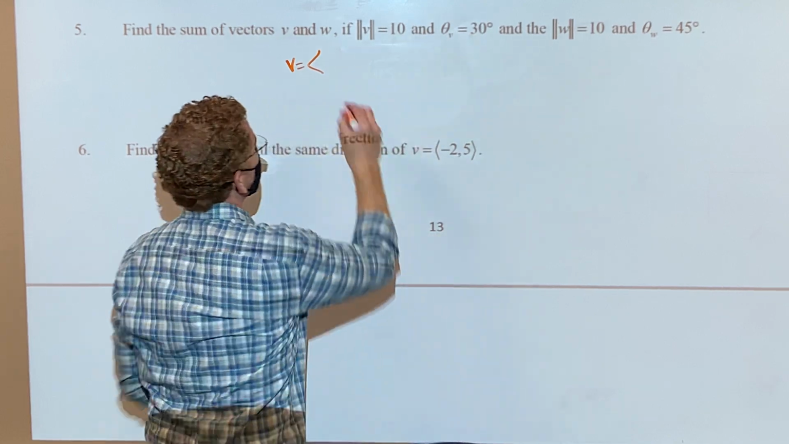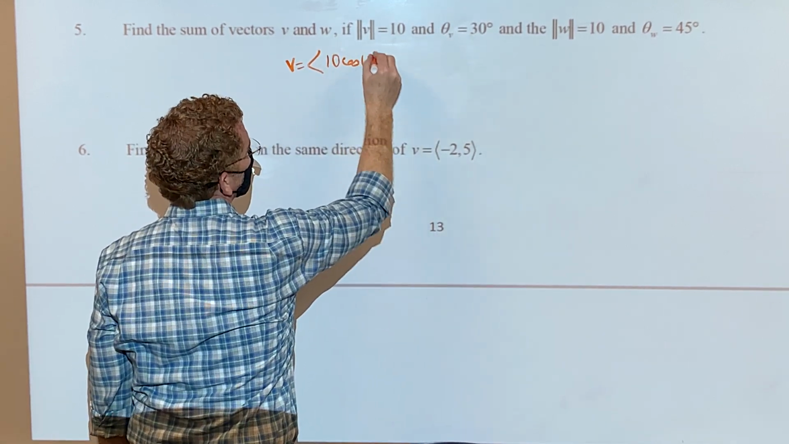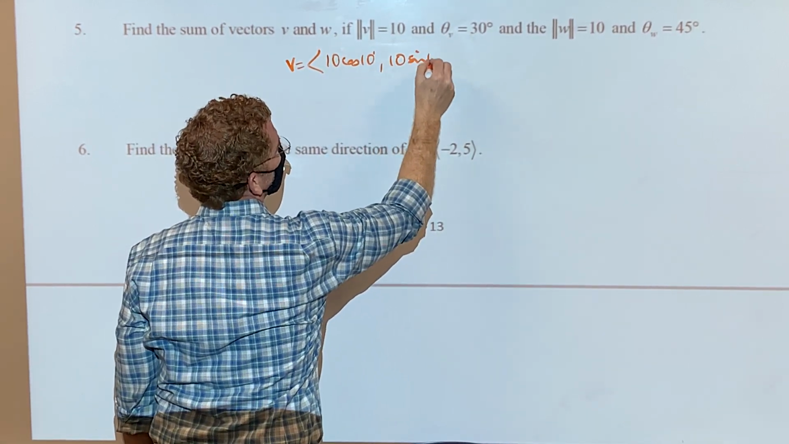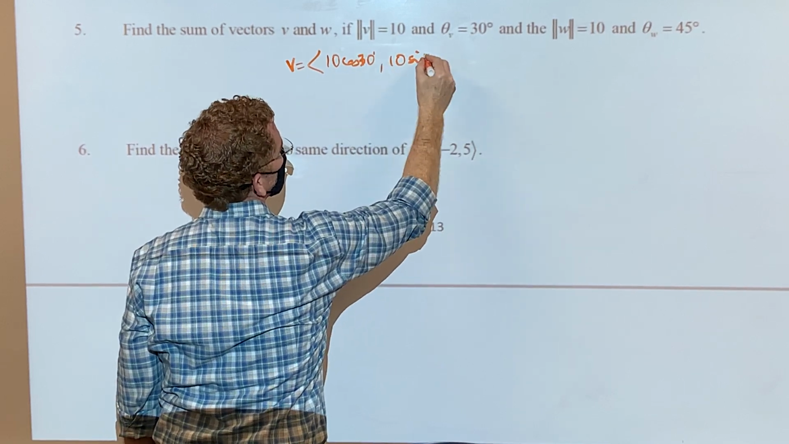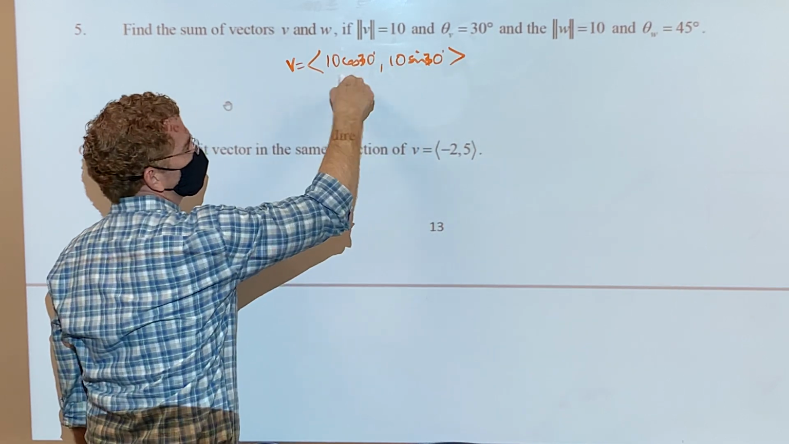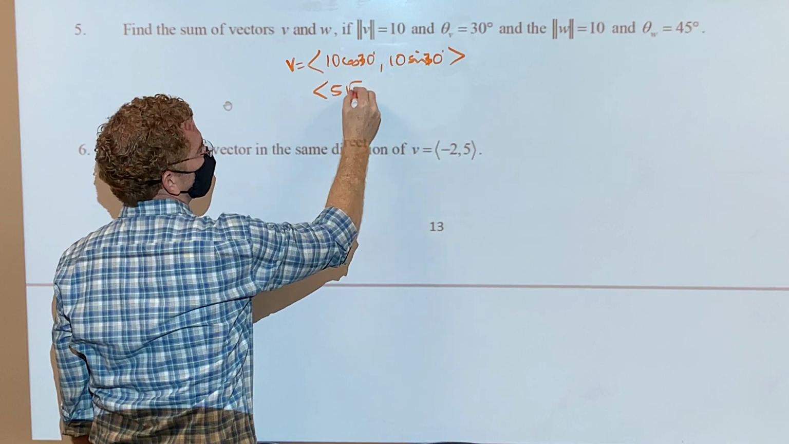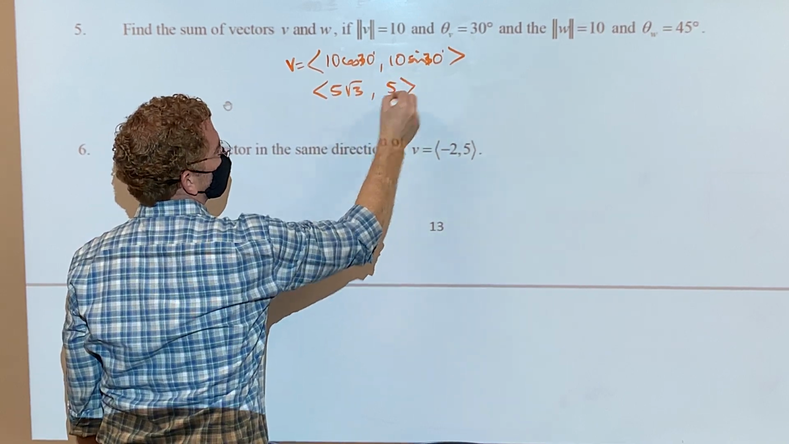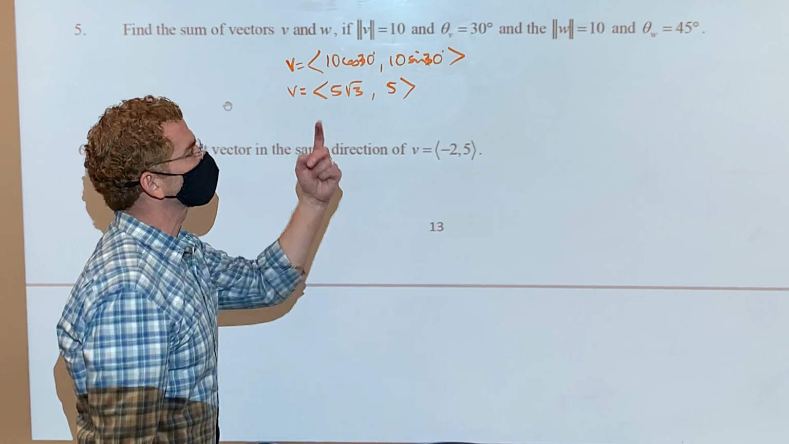Magnitude cosine of the angle, magnitude sine of the angle, sorry, angle's 30. And then use your trig to simplify, use your trig to simplify. And then go to W.